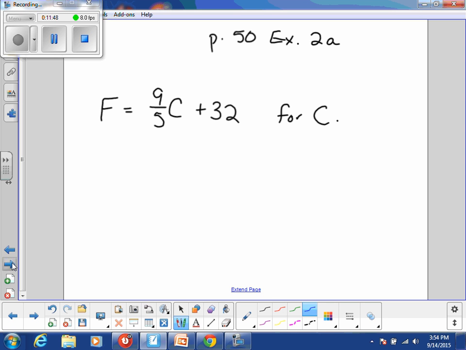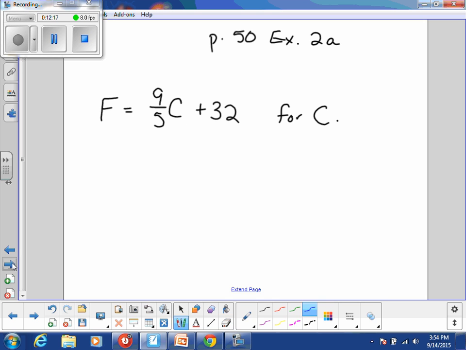We're solving for C, which means temperatures in degrees Celsius or centigrade. F is for temperature in degrees Fahrenheit. So this formula says that if you take the temperature in degrees Celsius, multiplied it by 9/5, and added 32 to that number, you would convert the temperature to degrees Fahrenheit, which is what we're more used to using.